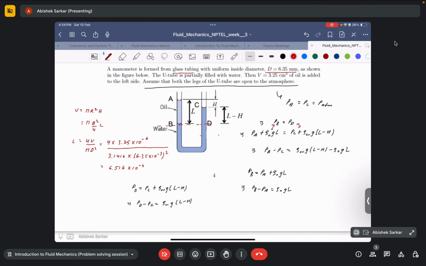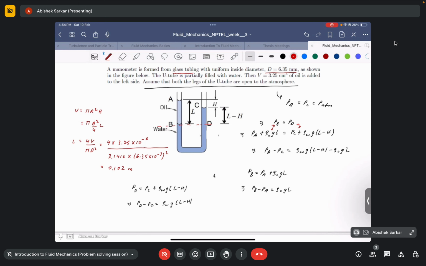It is 4 into 3.25 into 10 to the power minus 6 divided by 3.1416, that is pi, into 6.35 into 10 to the power minus 3, whole square. Yes, sir, that was my mistake. Okay, sure. So if you do that, I guess you will find 0.102 meter approximately. Yes, sir.